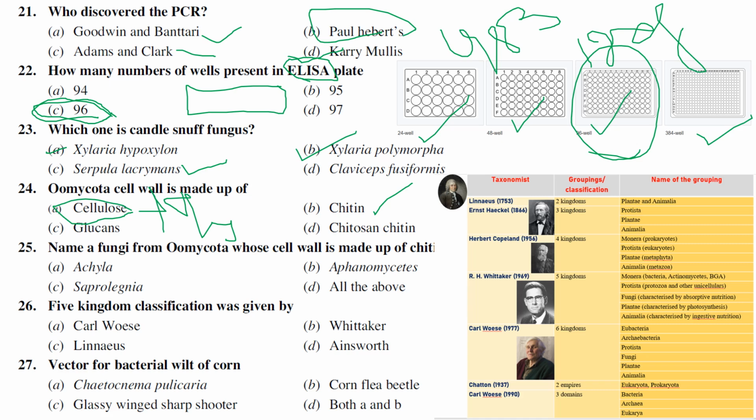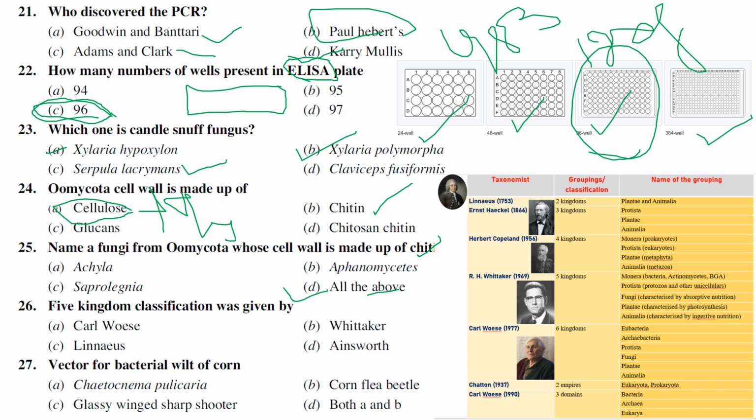The next one is, name a fungi from Oomycota whose cell wall is made up of chitin instead of cellulose. Sorry, the question was actually blocked by this picture. Anyway, I will tell you the question. Name the fungi from Oomycota whose cell wall is made up of chitin instead of cellulose. Achlya, Aphanomyces, Saprolegnia, and all the above. So the answer is all the above.